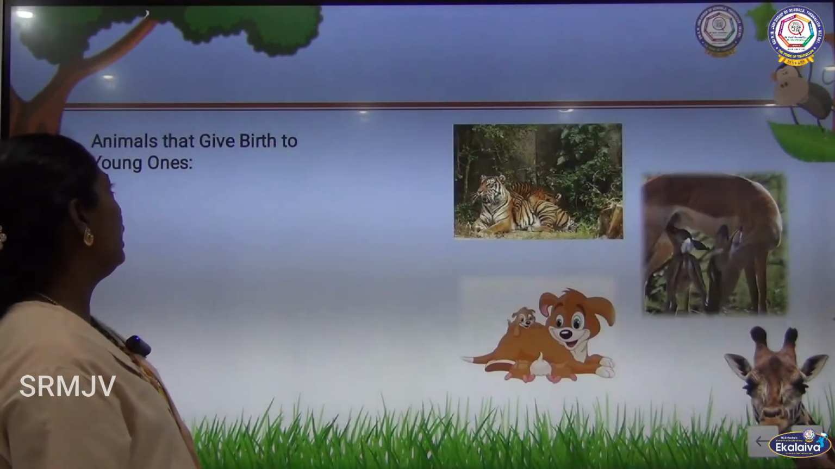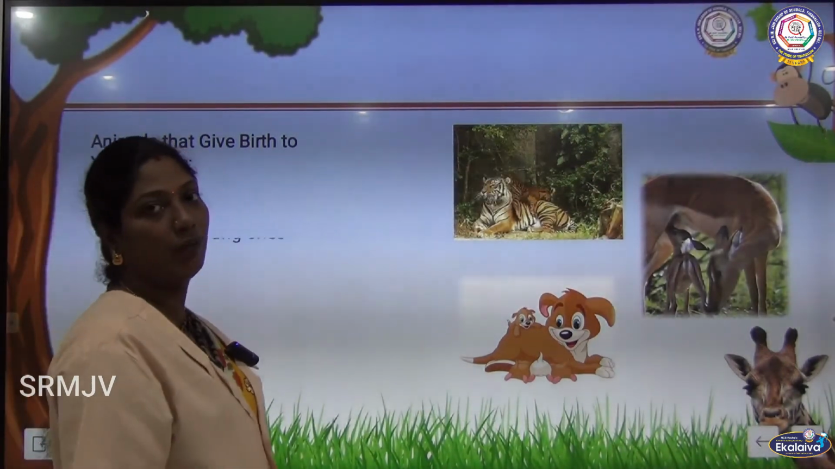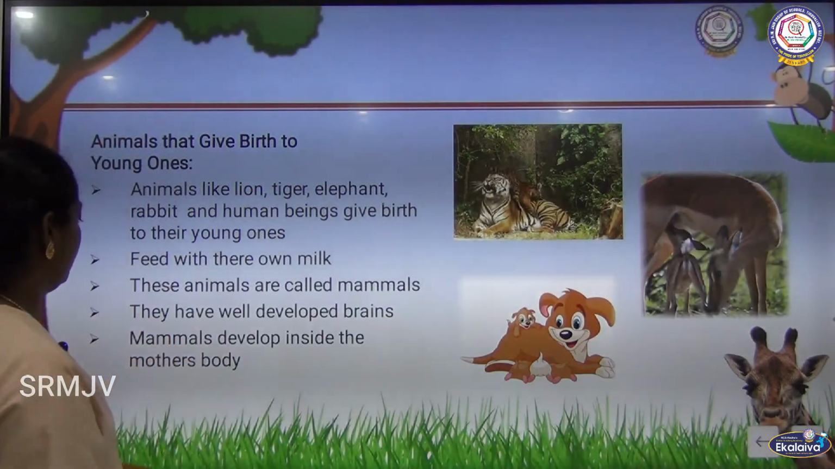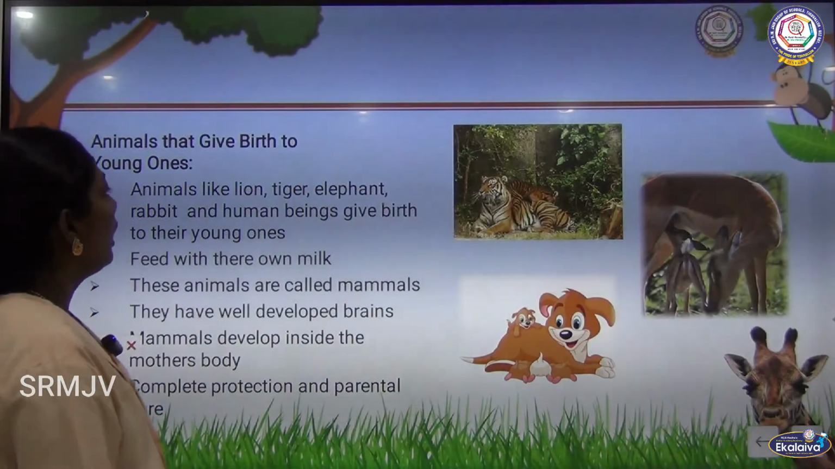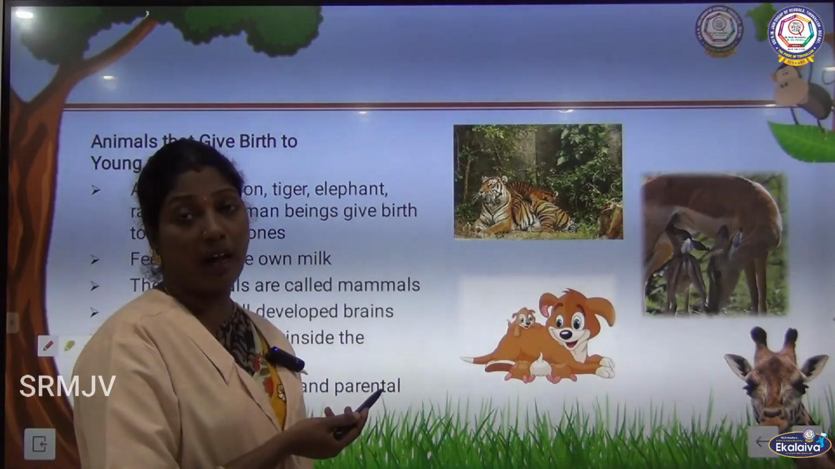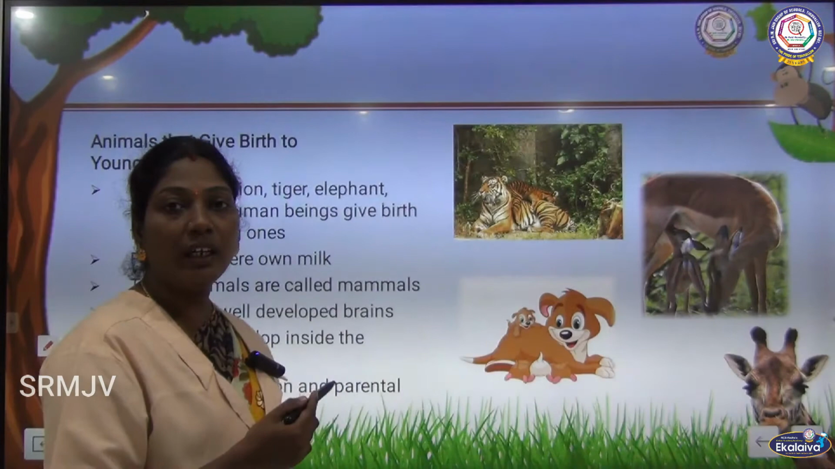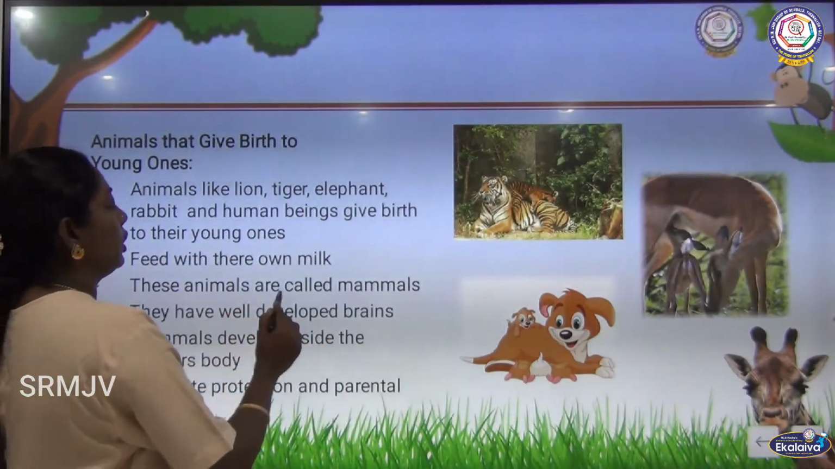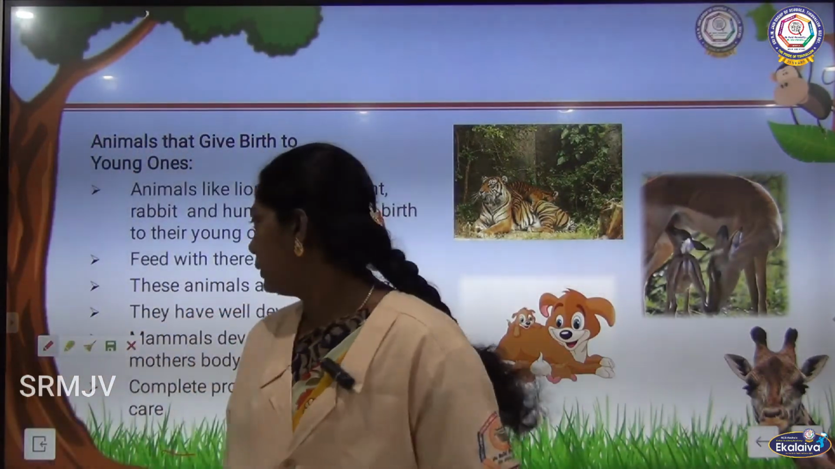Next we are going to see animals that give birth to young ones. Animals like lion, tiger, elephant, dog, rabbit and human beings give birth to their young ones and feed them with their own milk. These animals are called mammals.